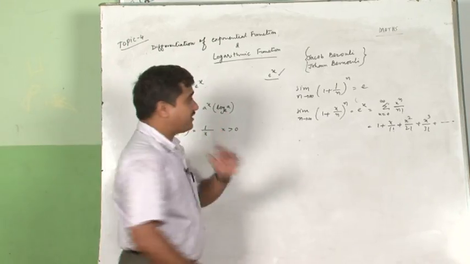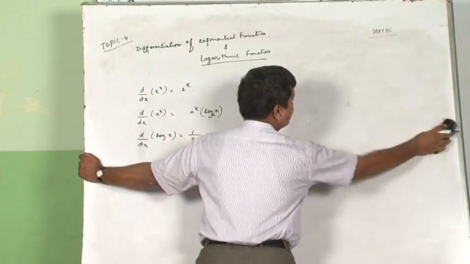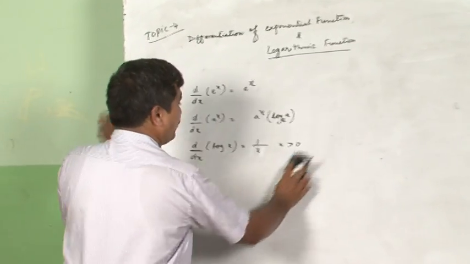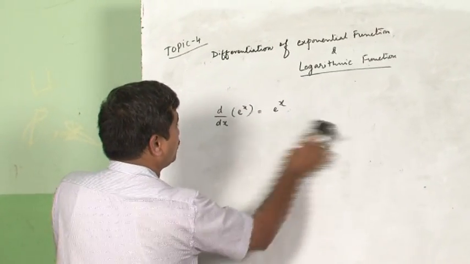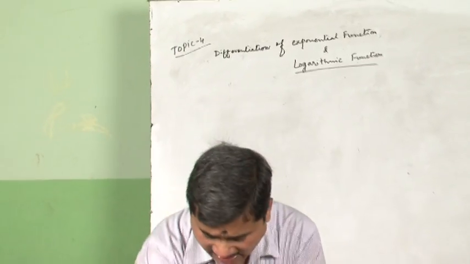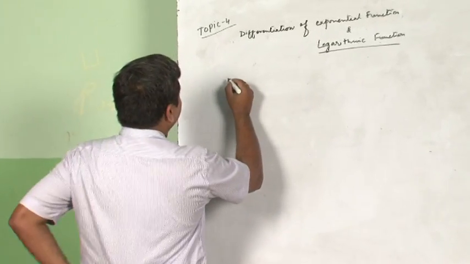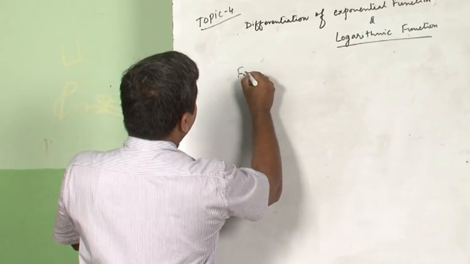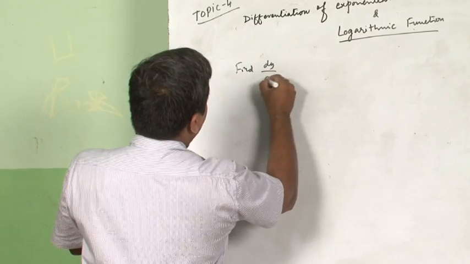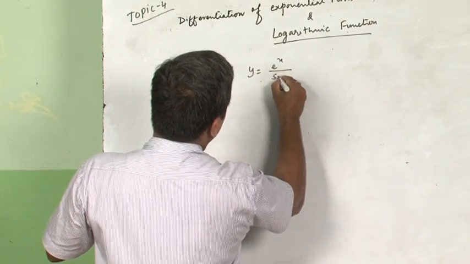Therefore, we will be moving further in this direction. Now, the exponential series definitions I have given you, whatever we are now going to do is absolutely based on the differentiations of these functions that I have given you. To take one problem, say find dy by dx if y is equal to e power x upon sin x.